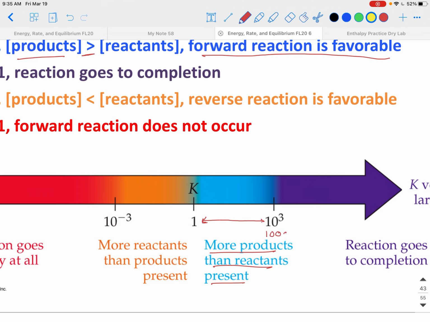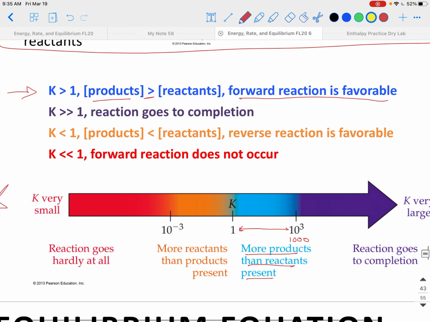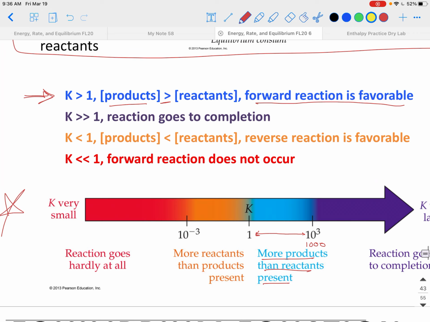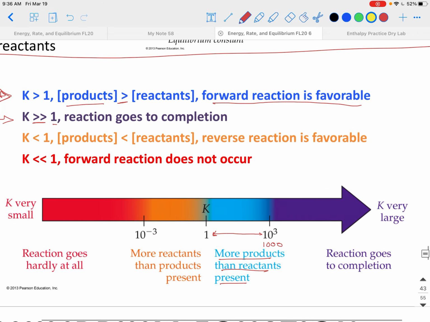10 to the 3 is 1,000. So if you get a value of K that's between 1 and 1,000, then you can say this about equilibrium: concentration of products is greater than concentration of reactants. Forward reaction is favorable. If you have a K value that's much, much bigger than 1, between 1,000 and, I guess, infinity, very, very large.